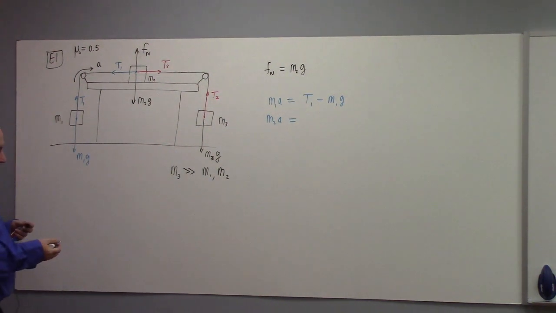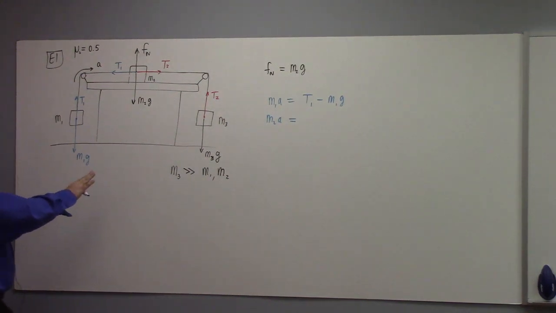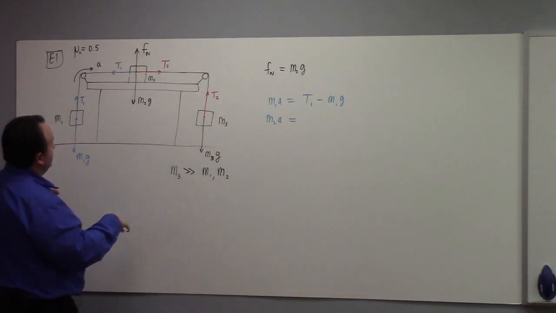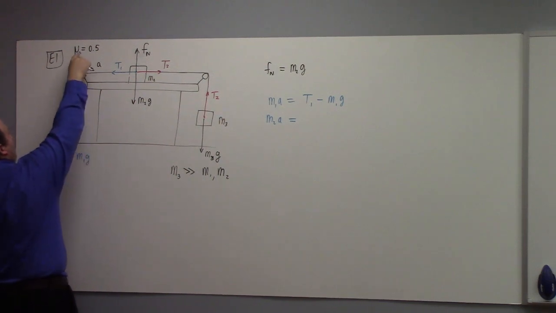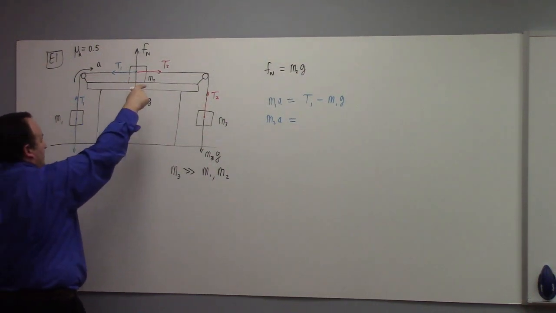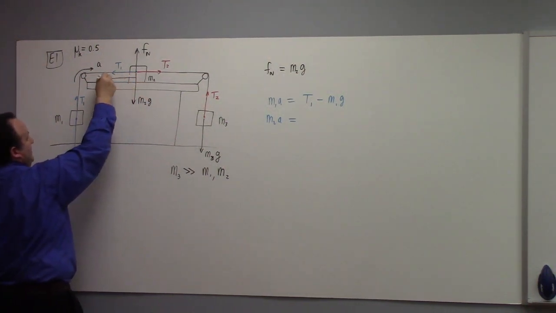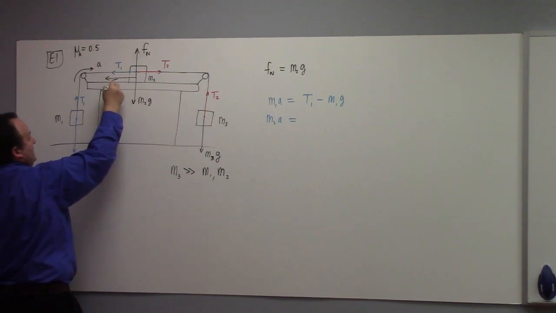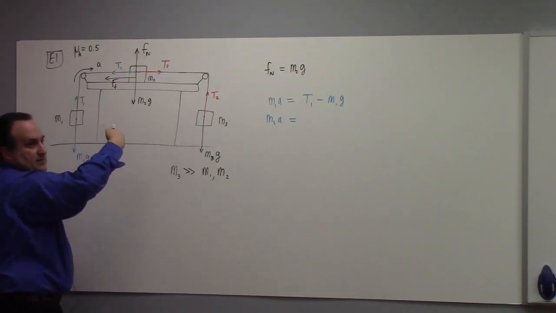We could work a problem like that. Let's see here. Right now I'm assuming that M3 is large enough that it's moving. I say static here, but I really should say kinetic, because that's what I'm thinking about. Okay, so M2, where's the force of friction? Well, force of friction is this way, right? Force of friction is opposite the motion.